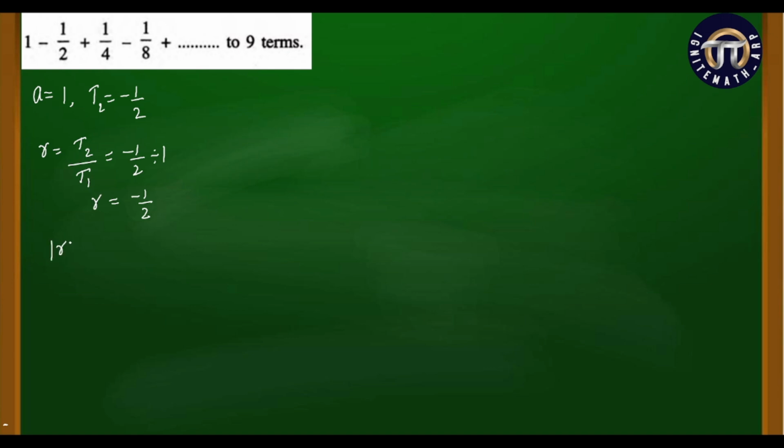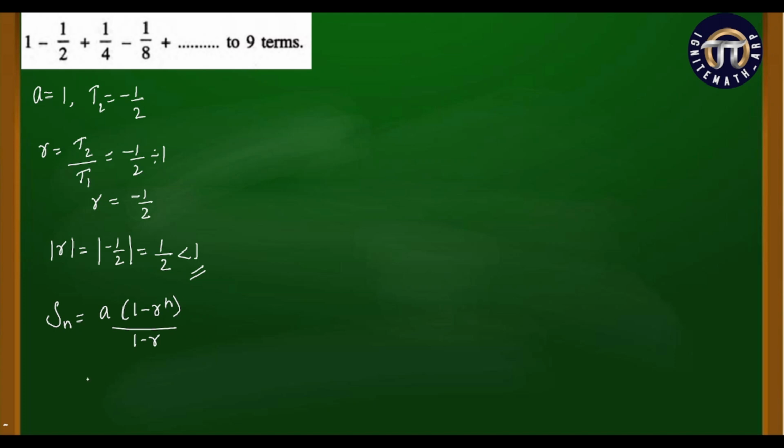So now modulus of R is equal to modulus of 1 by 2. So that is equal to 1 by 2, which is smaller than 1. So now I know what is the formula to be used when modulus of R is smaller than 1. So I use the formula Sn is equal to A into 1 minus R to the power of n by 1 minus R. Clear, children?